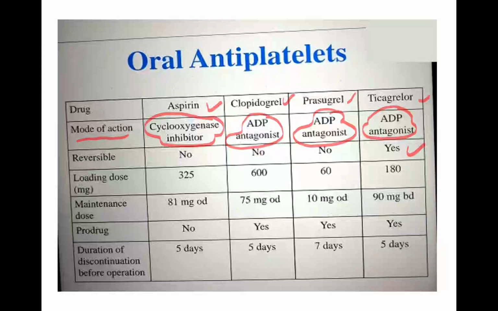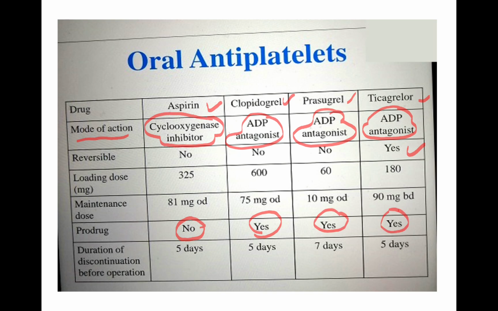And here we have loading dose, maintenance dose, and prodrug. What do we mean by prodrug? Aspirin is not a prodrug. It directly acts on the cyclooxygenase enzyme, while the other drugs like clopidogrel, prasugrel, and ticagrelor are metabolized to active metabolites, and so they are prodrugs.